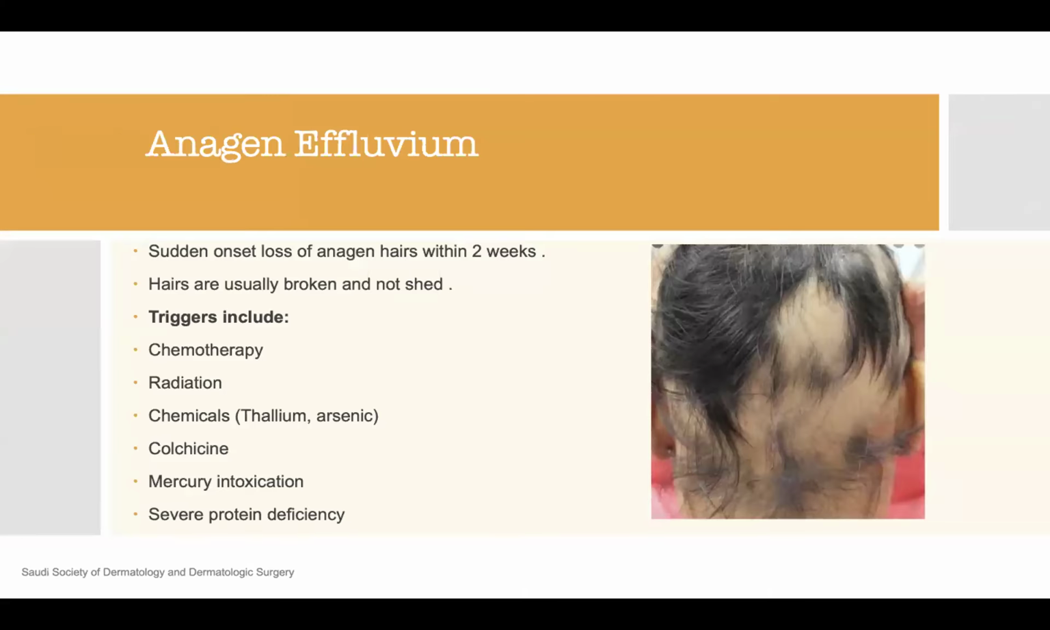Okay, so anagen effluvium. There is sudden onset loss of anagen hair within 2 weeks or after 2 weeks of the inciting cause. As you remember, when we mentioned telogen effluvium, it starts 3 months after the trigger, and anagen effluvium starts 2 weeks after the trigger. Usually, it's related to chemotherapy, radiation, chemicals, or severe protein deficiency.